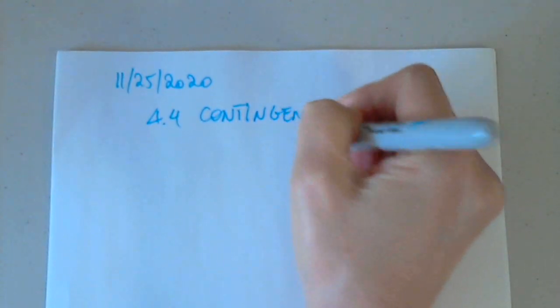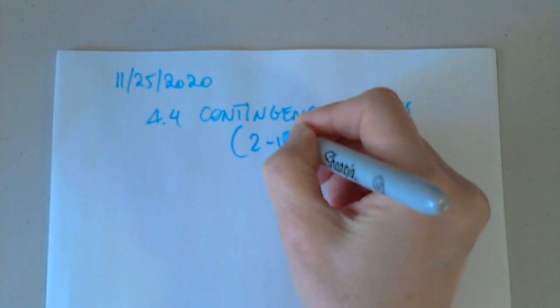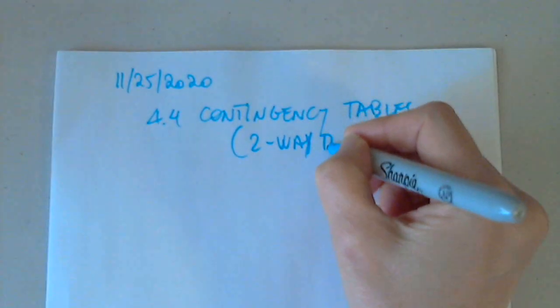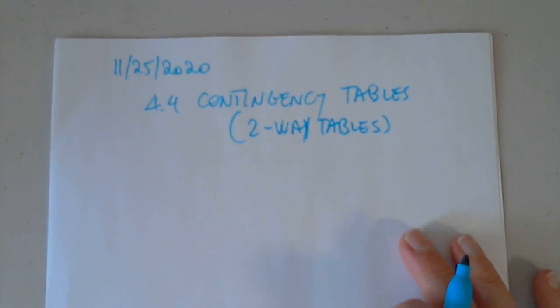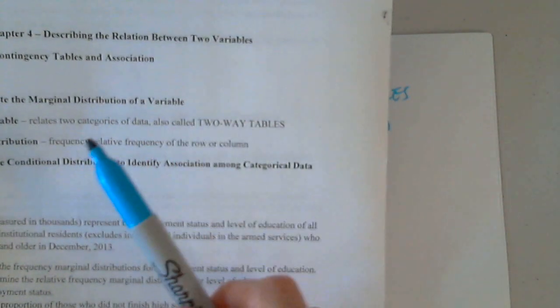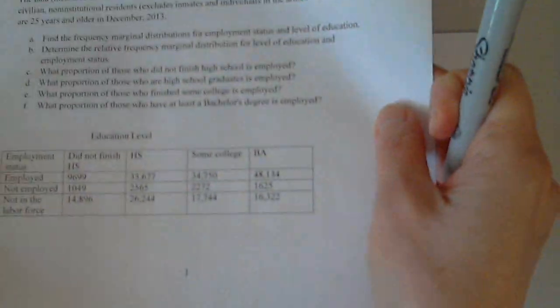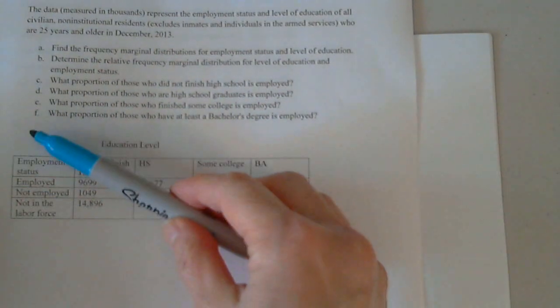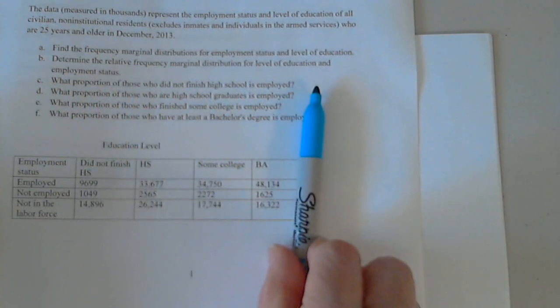Contingency tables, also called two-way tables. Okay, so what is a contingency table or a two-way table? It relates to categories of data. So what categories? For example, employment status and education level.